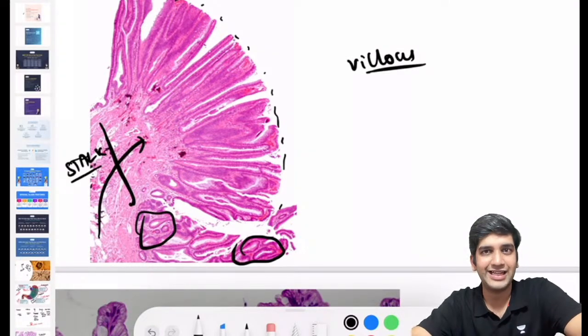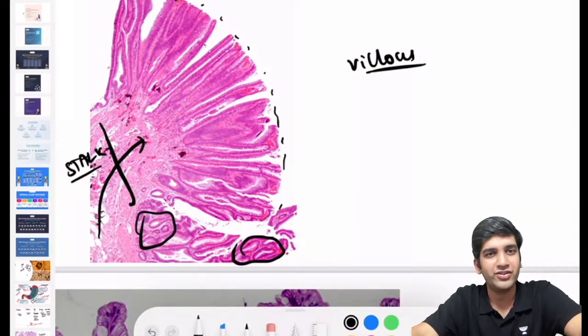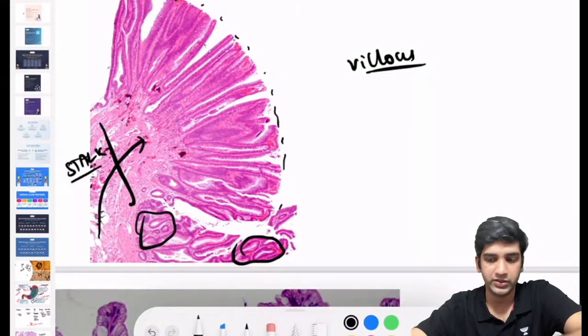For an undergrad at least, the examiner should give you a very classical villous adenoma, which is easy like this, right? Complete villi, villous adenoma. Fine.